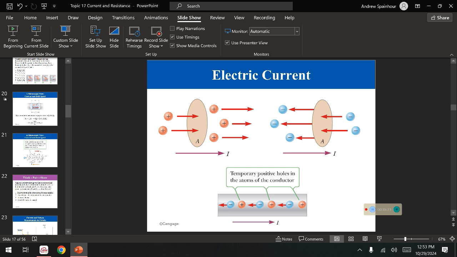Velocity is a vector. Velocity has to do with displacement. Are the electrons probably going fast? Yes. Why aren't they moving nearly that quickly through the wire?